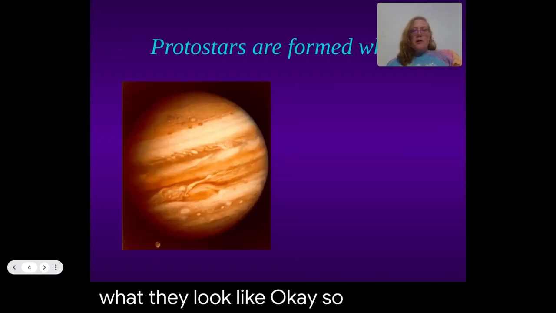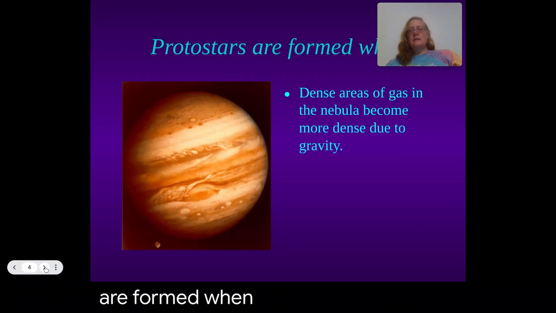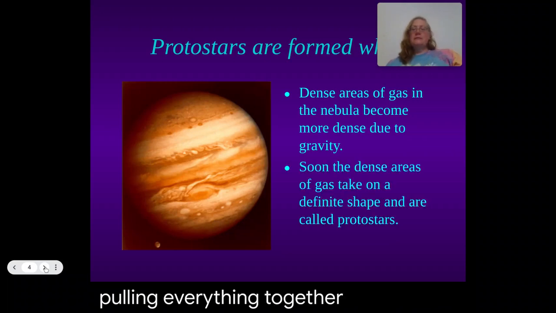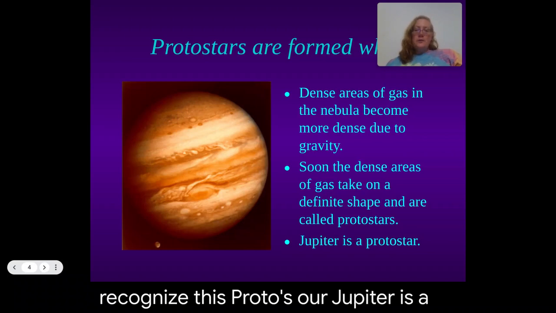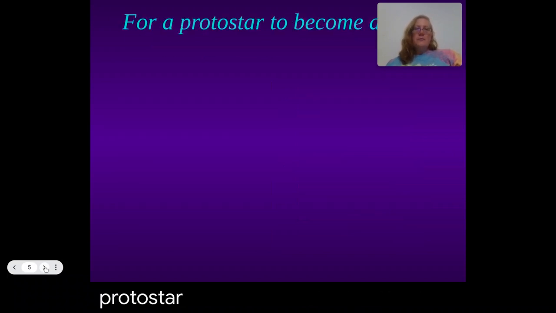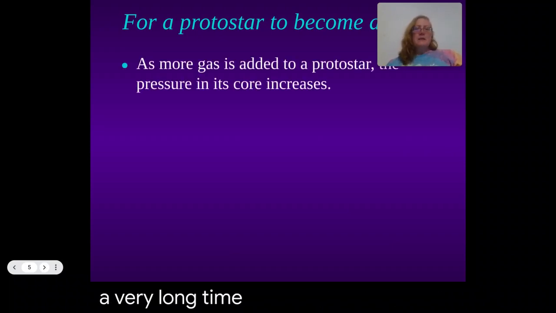Okay, so protostars are formed when the dense areas of gas become more dense due to gravity. Gravity is a key concept here. Make sure you understand that gravity is what is pulling everything together. These dense areas take on definite shape and they are called protostars. Maybe you recognize this protostar. Jupiter is a protostar. For a protostar to become a star, certain things must happen. Obviously, Jupiter has been a planet for a very long time.